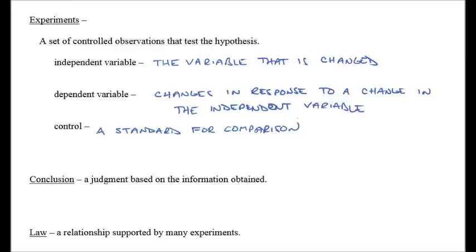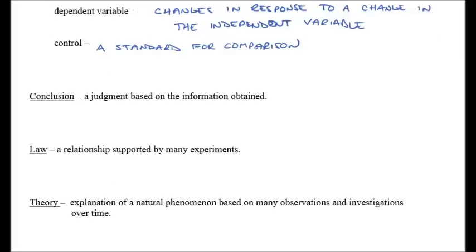Based on our experiments, we can draw a conclusion. A conclusion is simply a judgment based on the information obtained. We develop laws, which is a relationship that stays true through many experiments. And then eventually we come up with a theory to explain what happened during the course of the experiment that then ties in with many observations and investigations over time, like the atomic theory, the theory of the atom.